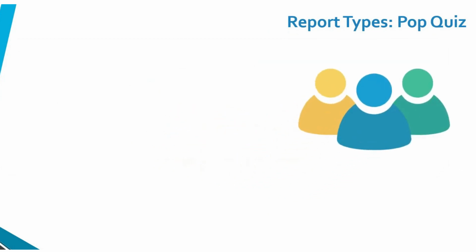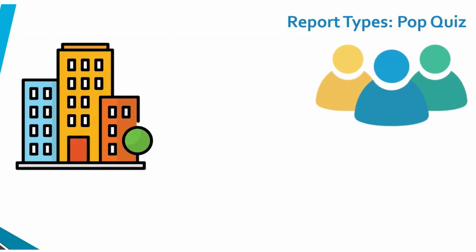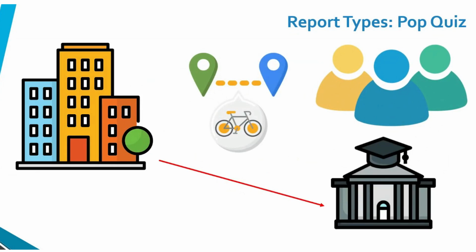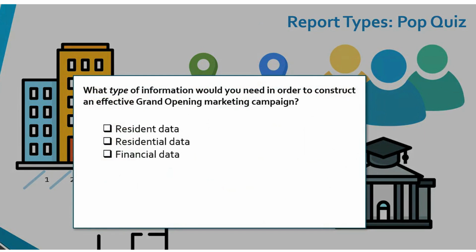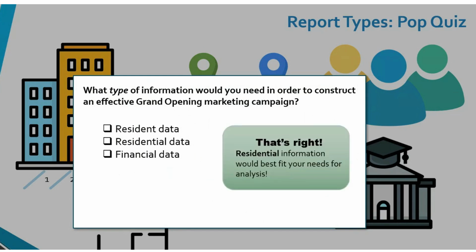For example, Sample Arbor Apartments is a newly constructed property located 2 miles from a college. It offers 1-bedroom units, has limited parking spaces, and is now ready to lease up. What type of information would you need in order to construct an effective grand opening marketing campaign? That's right. Residential information, or a residential analytics report, would be needed for your analysis.